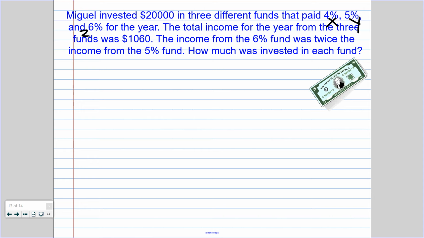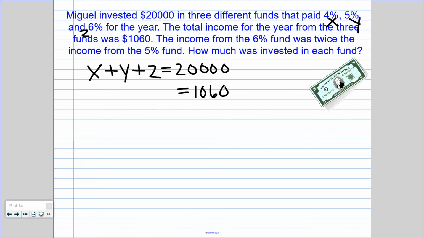X, y, and z here represent the amount that he's putting in each account. So we know total, if he invested $20,000, the amount he puts in each account added together will give me 20,000. And there's our first equation. The second sentence talks about the total income received. The total income was $1,060. So again, that total is going to go all by itself in my equation.